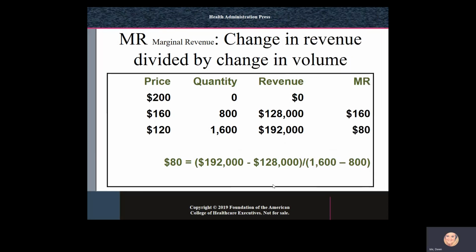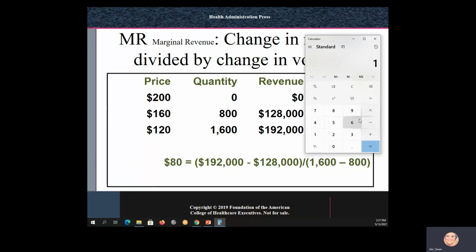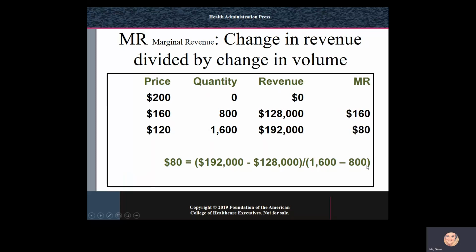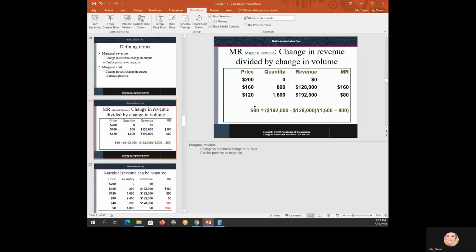Take, and I'm gonna move my calculator over so you can see this down here. To get this marginal revenue, we need to do the change in revenue, okay? So this time we have to subtract 192 minus 128, because that's the change in revenue, right? That's the difference between the two, equals 64,000, right? 64,000. I should probably put that down here, because we skipped that step.